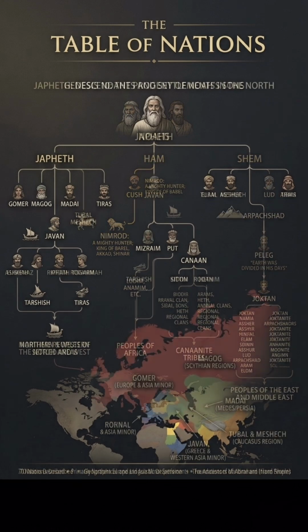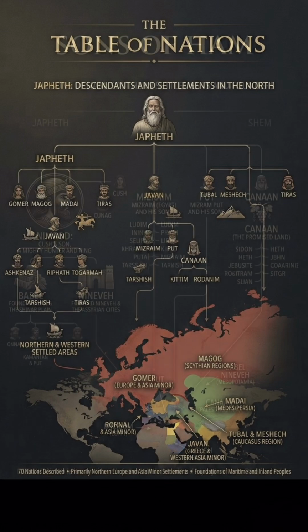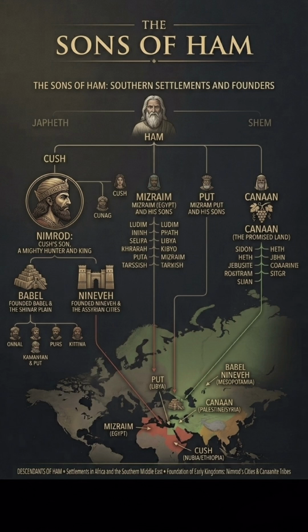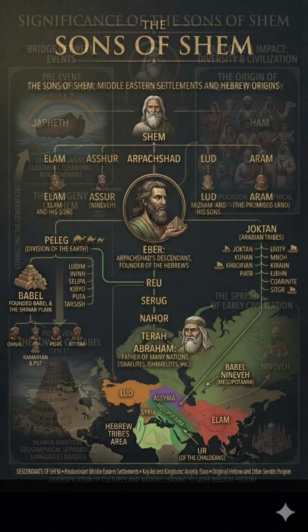of Abraham. Japheth. Descendants generally settled in the north, Europe, Asia Minor. Ham. Descendants settled in the south, Africa, Middle East, including Nimrod, founder of Babel, Nineveh, and Canaan. Shem. Descendants, including the ancestors of the Israelites, settled primarily in the Middle East.